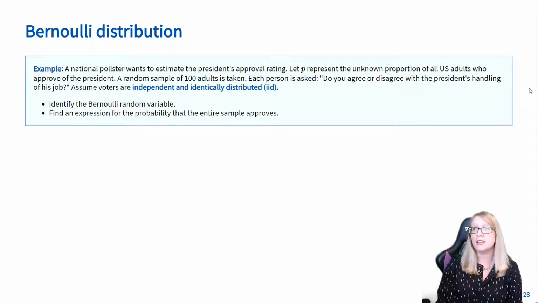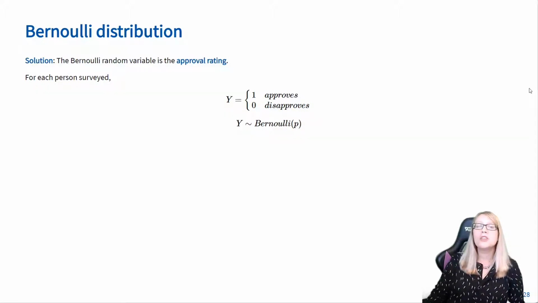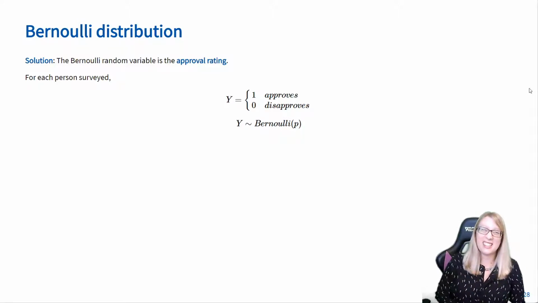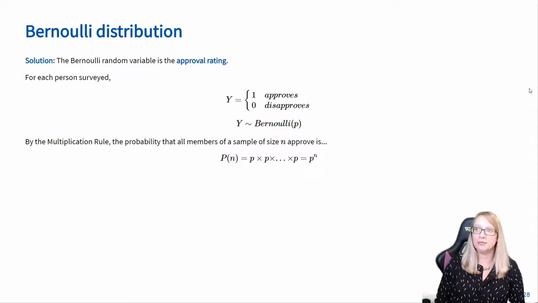So first, let's identify the Bernoulli random variable and then find an expression for the probability the entire sample approves. The Bernoulli random variable here is the approval rating. For each person surveyed, we'll let y equal 1 if the person approves and y equal 0 if the person disapproves. So then we say that y is distributed Bernoulli with probability p. What this distribution depends on is that underlying probability p.